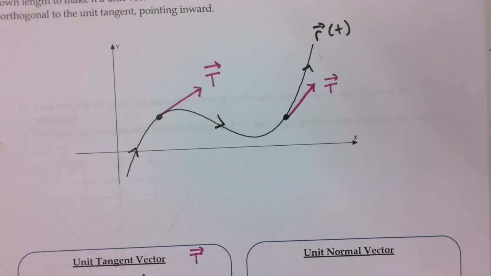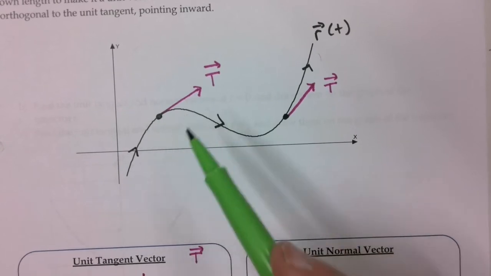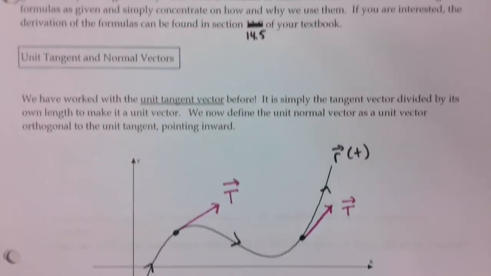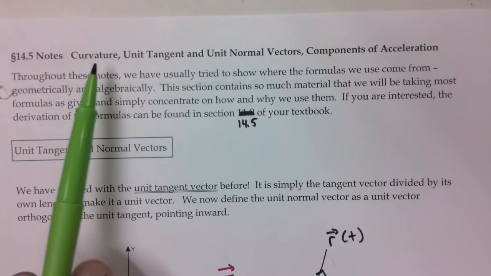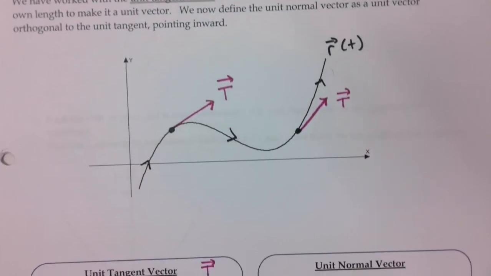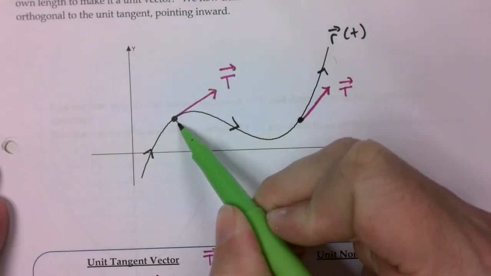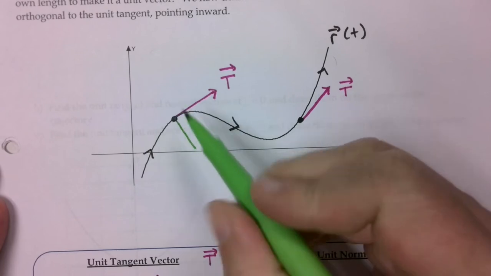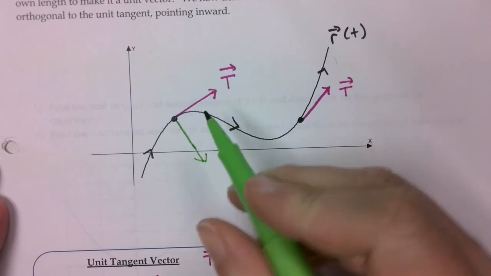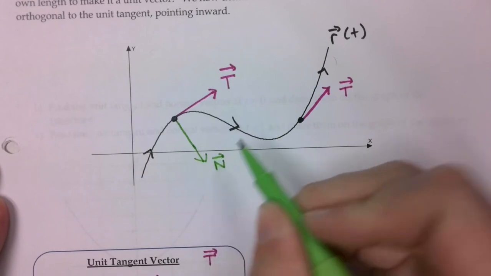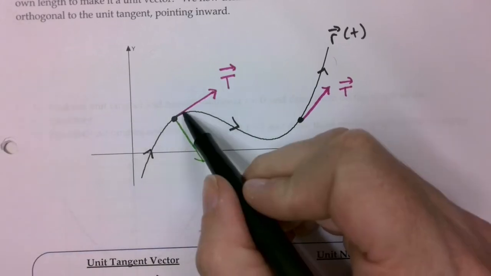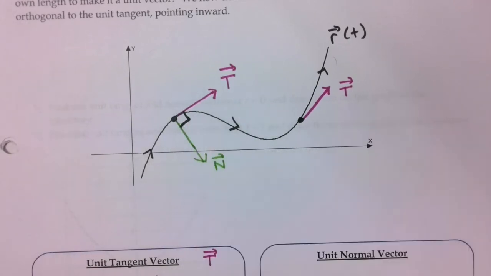Now the normal vector. We define the unit normal vector as a unit vector that's orthogonal to the unit tangent, and it's pointing inward. If you see the curve, there's a curvature here, almost like that's the name of the section we're in. So we're going to point inward to the curve, and you're going to have a normal vector, with an N like that. Together, they form a right angle because they're perpendicular to each other.